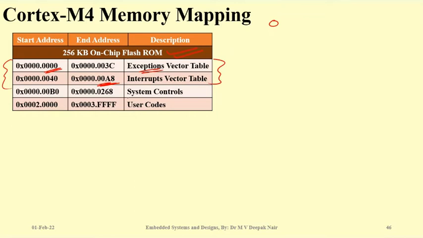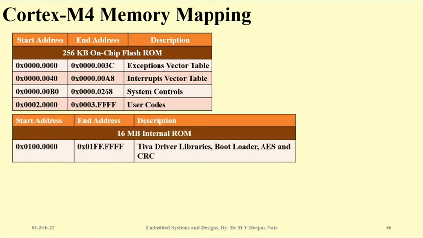Then after that, you have system control registers, which are ranging from B0 to 268. Then of course, you have the 256 KB of user flash memory, starting from 0002 to 3FFFF. This is our 256 KB of memory.